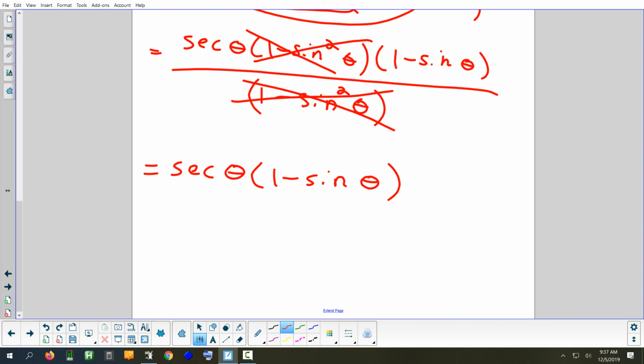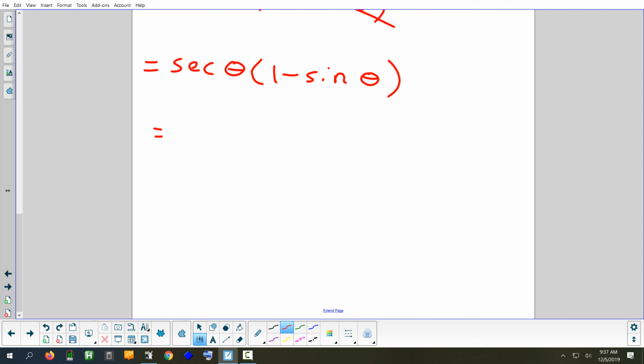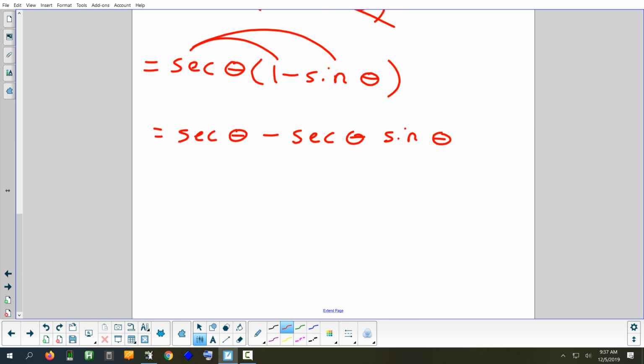Distributive. Let's try the distributive property and see if anything simplifies. Okay, I don't know if it will. Maybe it will, maybe it won't. Secant times 1 is just secant. Secant times negative sine, there's nothing I can do. That's just secant times negative sine. That's what you get when you distribute it. Sometimes you start doing an identity and you just go down this hole of nothing and end up nowhere. So let's see.